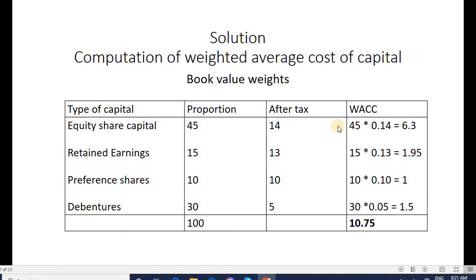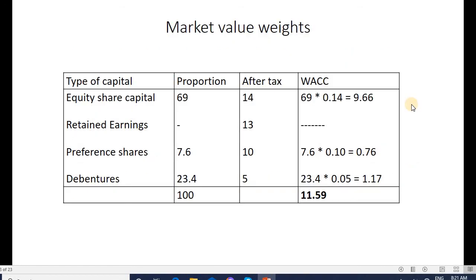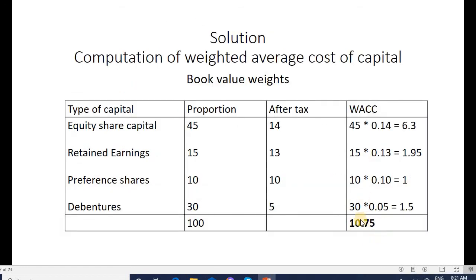We need to take the product: 45 into 14, 15 into 13, 0.13, 10 into 10%, that is 0.1, 30 into 0.05, that is 1.5, 1.95 and 6.3. So the weighted average cost of capital is 10.70%.